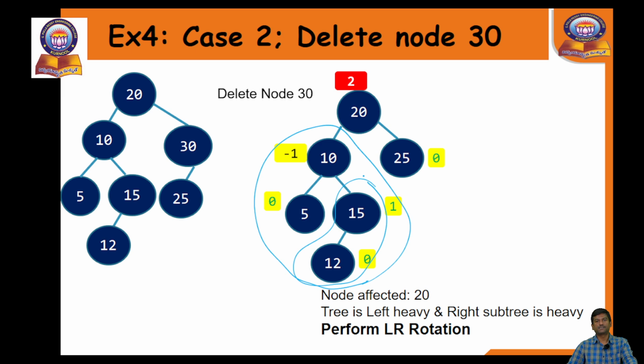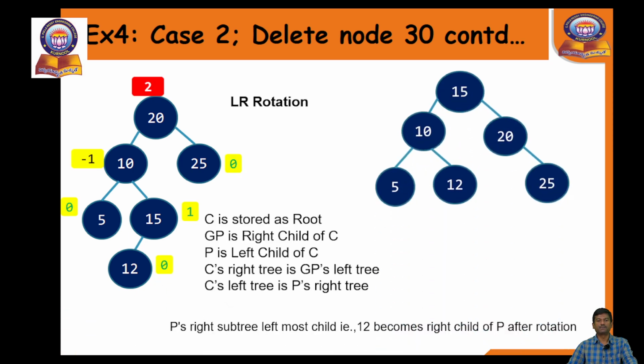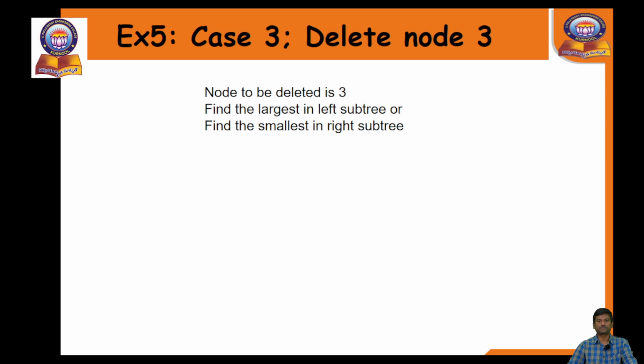Then in such cases, you have to perform the LR rotations. When you are performing the LR rotation, I have explained the same scenario in the previous video: C becomes the root, the grandparent is the right child of C, and P is the left child of C. C's right tree, if it is present, is connected to the GP's left tree, and C's left tree, if it is present, is connected to the P's right tree. That is how you get the final AVL tree with the root node equal to 15.